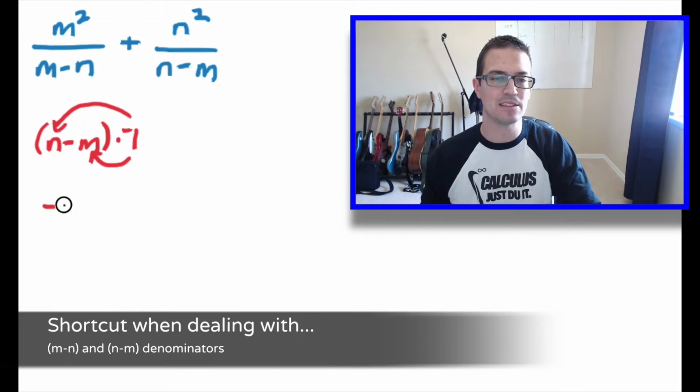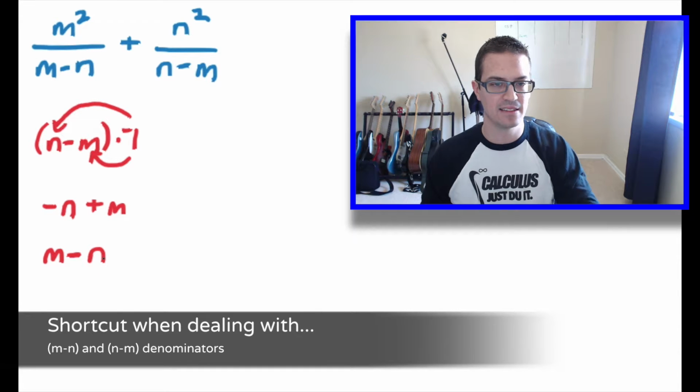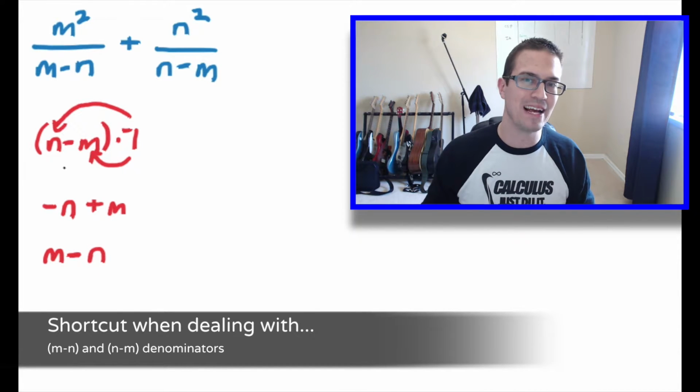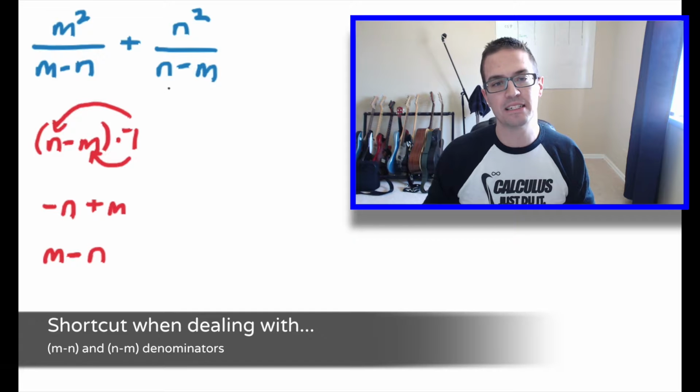-1 times n is negative n. -1 times negative m, because there's this minus right here, is going to be positive m. So I'm going to rearrange this now, so it's m minus n. So if you notice now, all I had to do is multiply this n minus m by -1, and now it matches this other denominator right here.